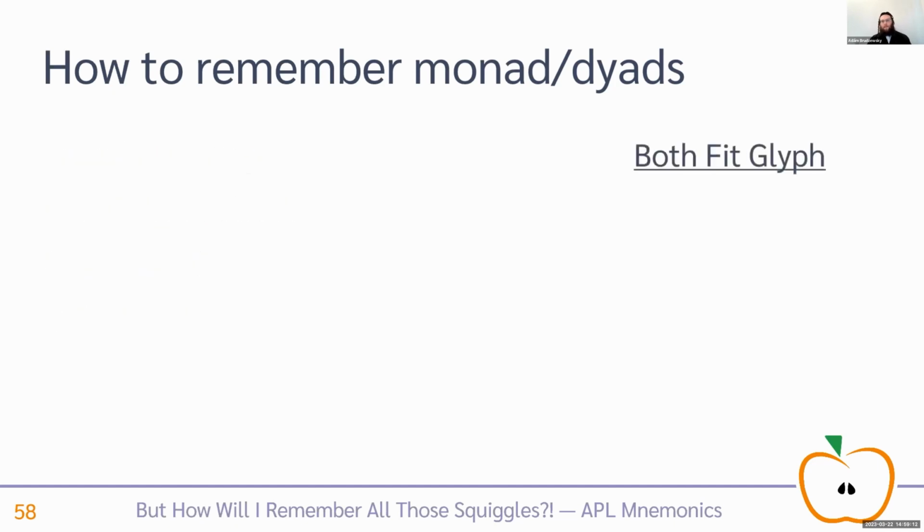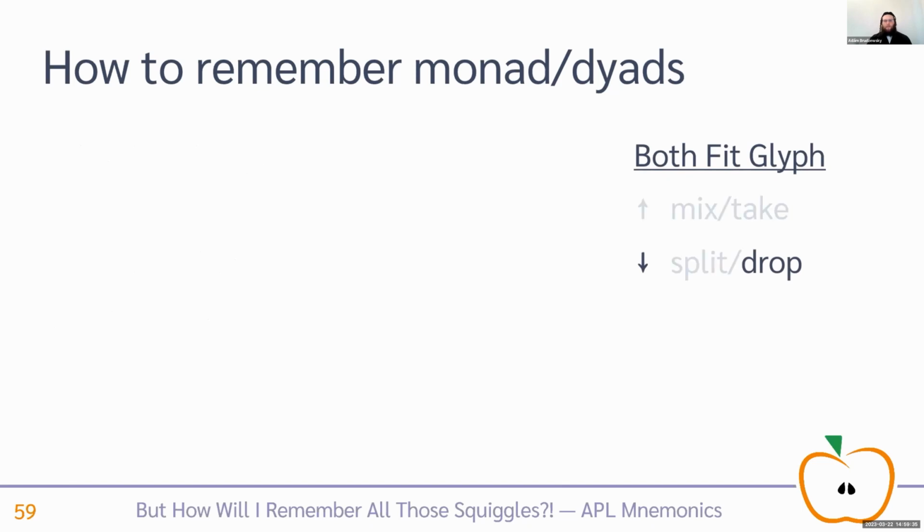The last category are the ones where there's really not much of a relationship between the monadic and dyadic forms at all, but the symbol in question is a really nice one for both of them. And here are some examples of that. The up arrow and the down arrow. Let's do these one by one.